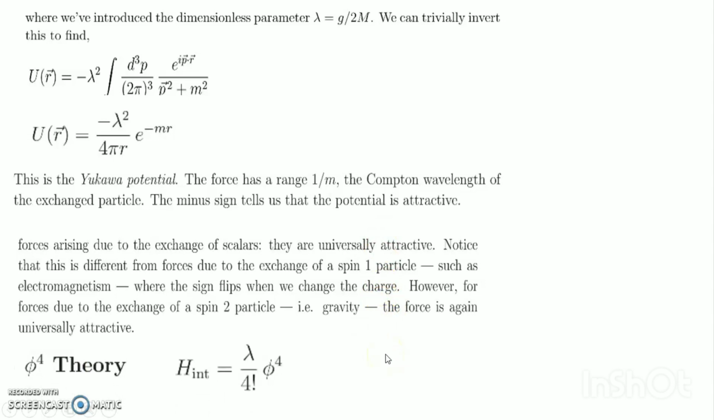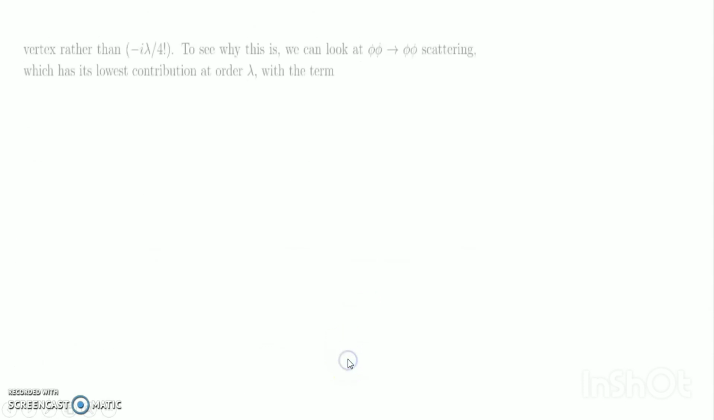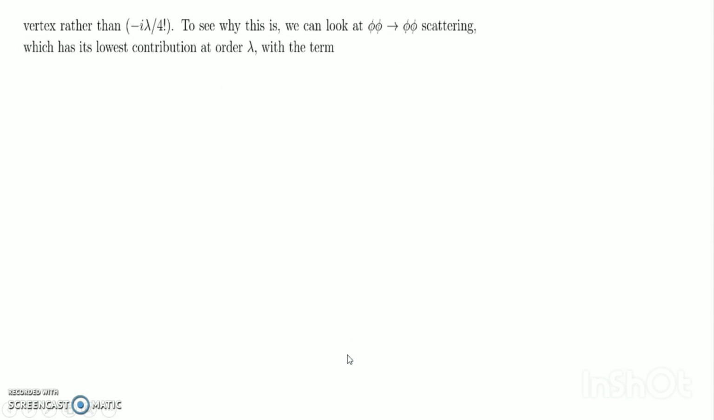Let's briefly look into the Feynman rules and scattering amplitudes for the interaction Hamiltonian H_int = λ/4! φ⁴. The theory has a single interaction vertex, which is a factor of -iλ, while the other Feynman rules remain the same. Note that we assign -iλ to the vertex, not iλ/4!.